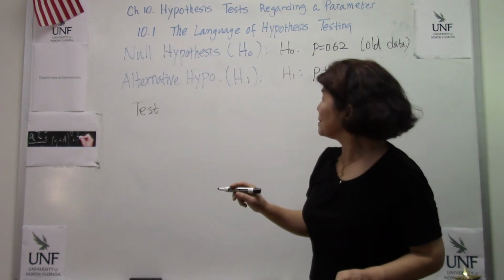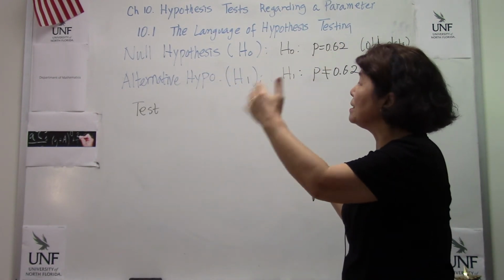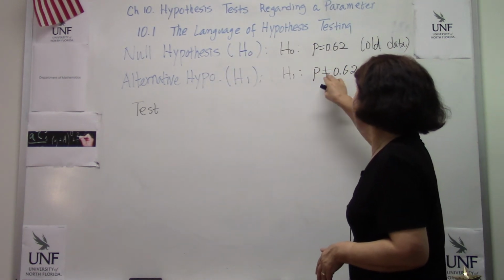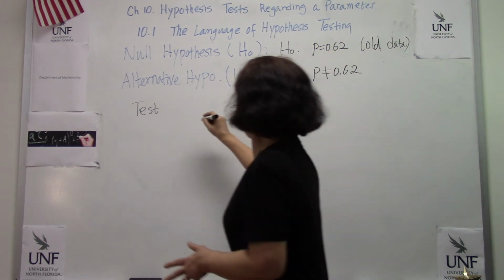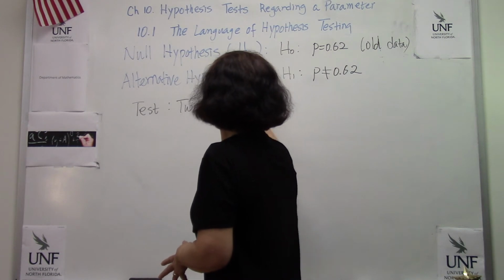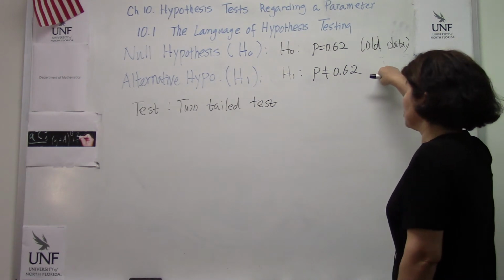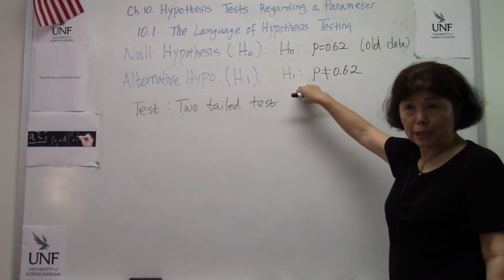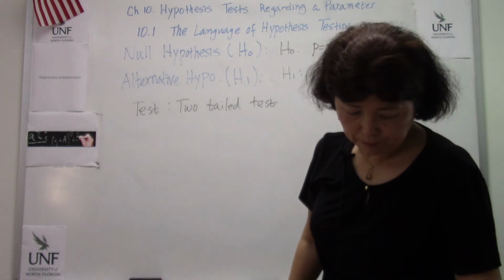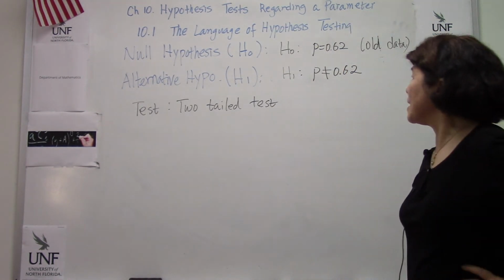There are 3 types of tests, okay? But depending on the example, I'm going to do just one example at a time. So the first example here is simply P is not equal to 0.62. In that case, we call this a two-tailed test. In other words, we can go above 0.62 or below 0.62. So that's why we call it a two-tailed test. Okay? Two-tailed test. And let's see.